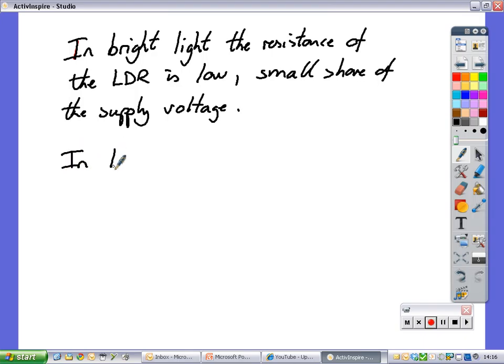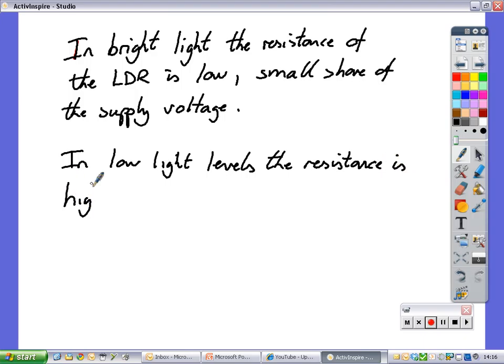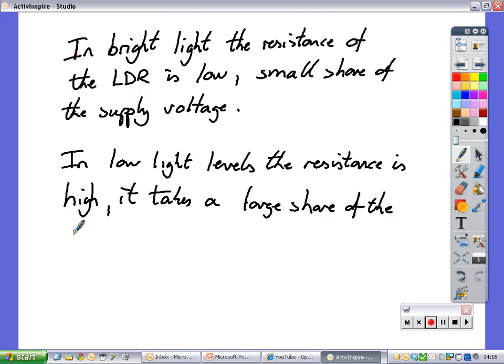In low light levels, the resistance is high. It takes a large share of the supply voltage.